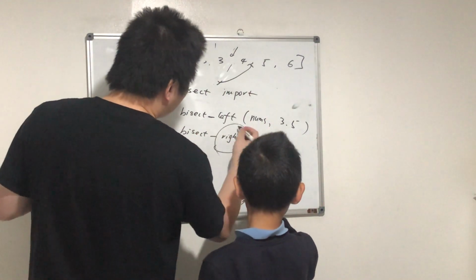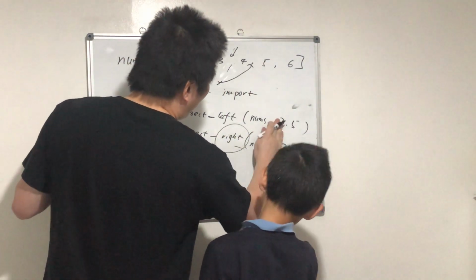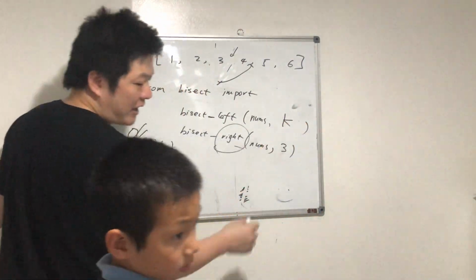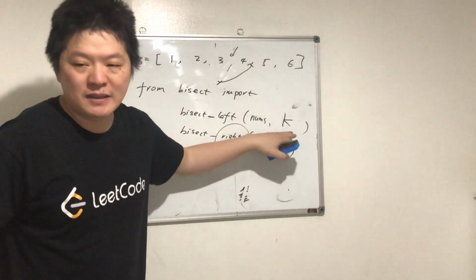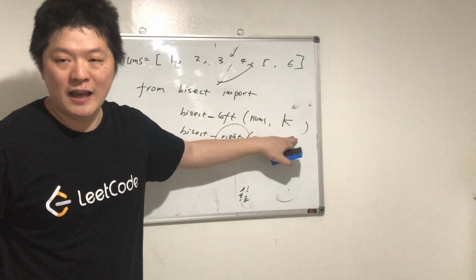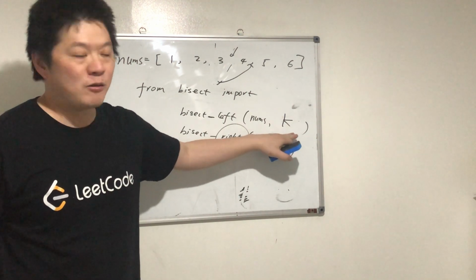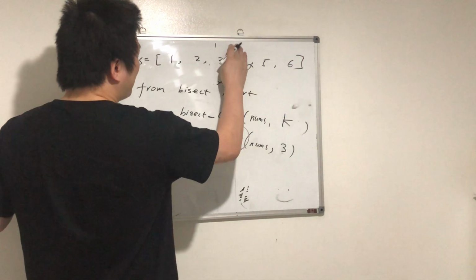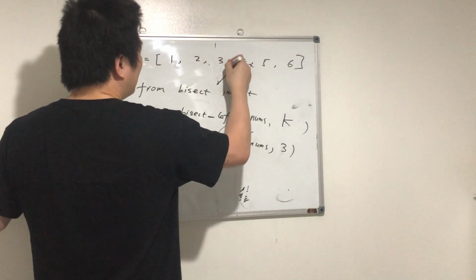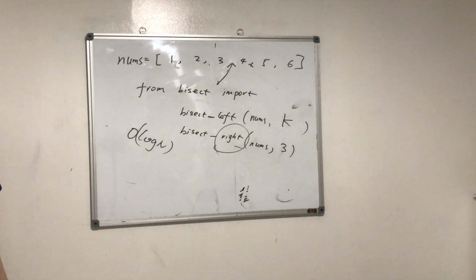So how does that help? If we find this number with bisect, that's k. Look, if bisect numbers k, what does it mean? If I put it here, how many numbers are bigger or less equal than k? Can you tell me?